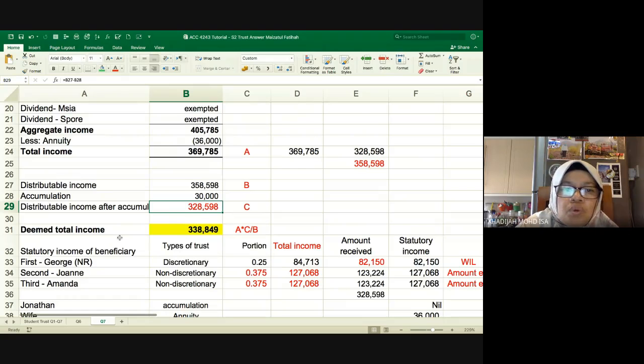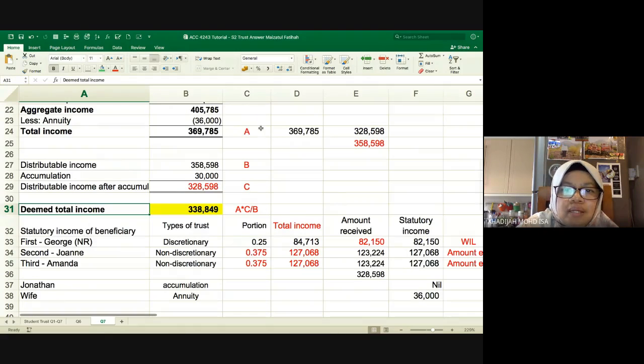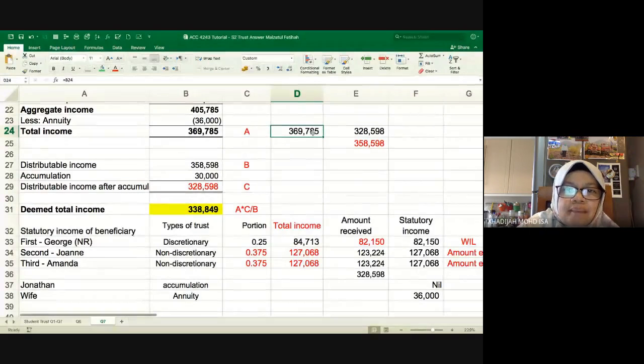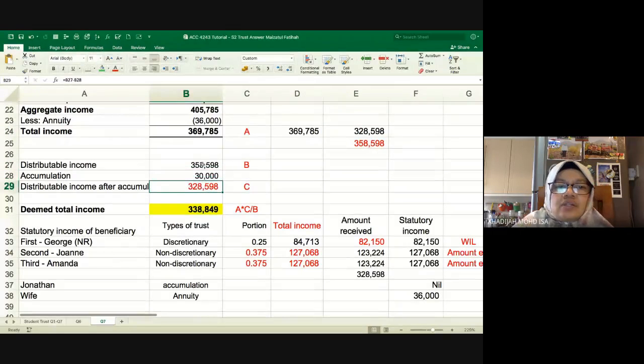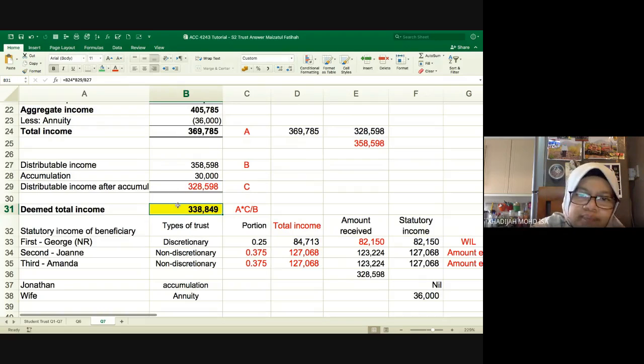Okay, you have to compute your deemed total income. How to use that? You have to use this formula A, C and B. What is A? A is your total income. B is your distributable income. C is your distributable income after accumulation over 358. So you should get 338849 as your deemed total income. So if you compare your total income and your deemed total income, always deemed is lower.